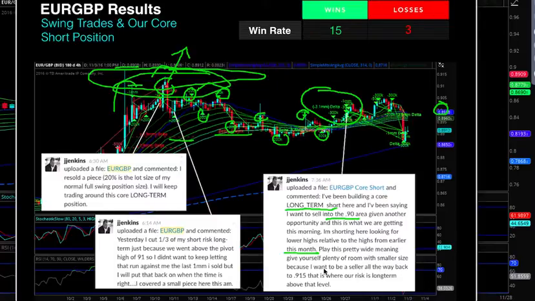Again, right there. Play this pretty wide, meaning give yourself plenty of room with smaller size, because I want to be a seller all the way back to 91.5. So even at this point in time, this is a longer term play. So I know that I got to keep my size relatively small enough that I can add another million for me or 2 million up here. Okay.